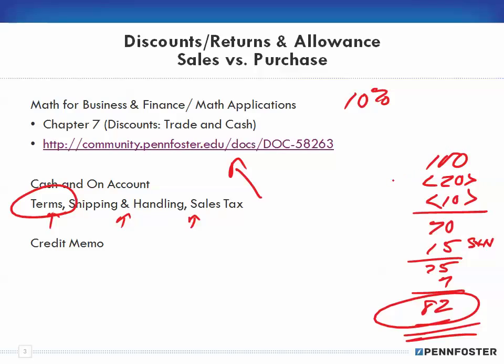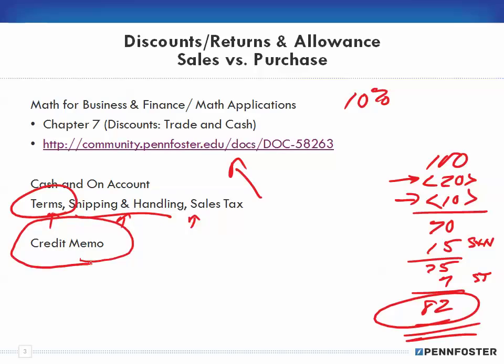We had a sales discount here, we had a quantity discount here. This is our shipping and handling, and this is our sales tax, okay? Now, shipping and handling, you don't pay tax on shipping and handling, okay? So that's why we took 10% of the 70. You don't pay tax on the shipping and handling in order to get to 82.